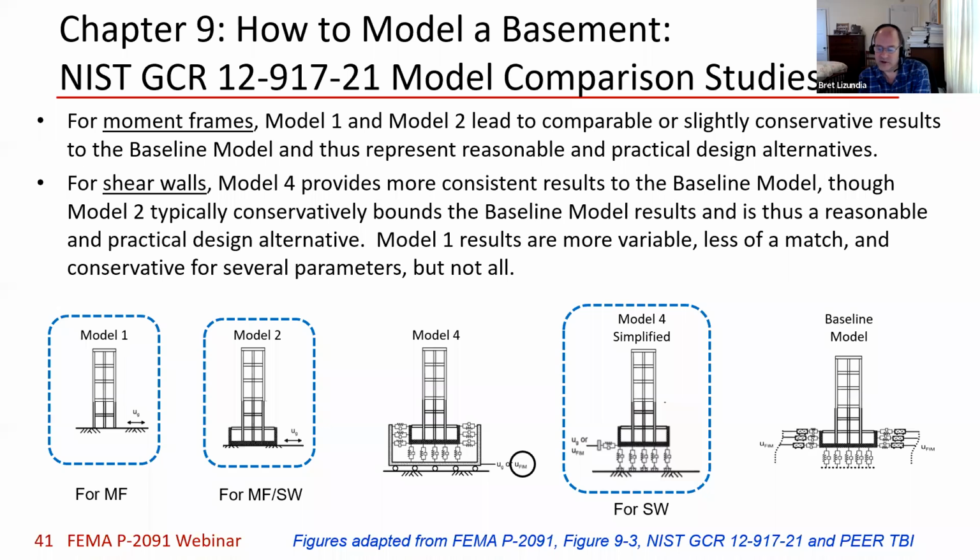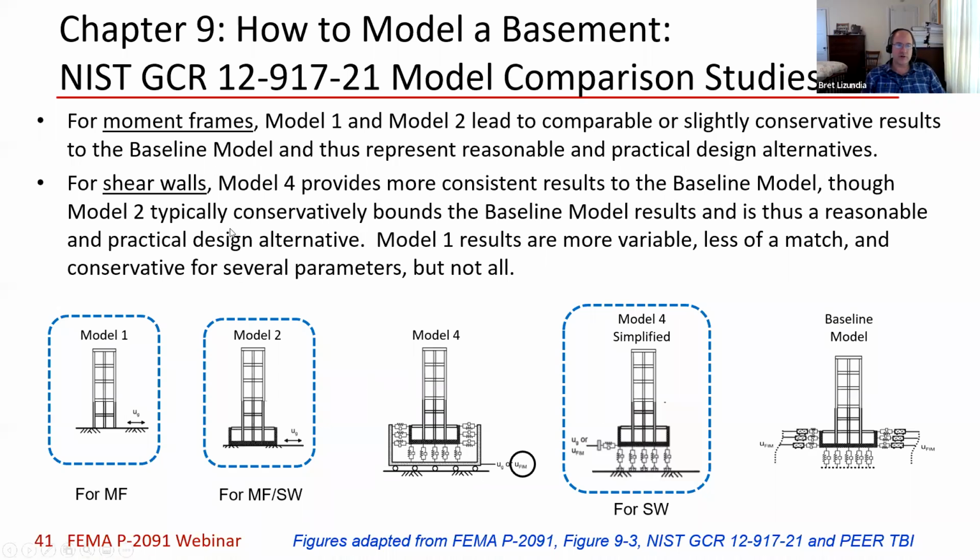Model 4 simplified was a version that in the PEER tall building initiatives document sort of applied that in an easier way. The baseline model over there on the right is a very fancy model. So that actually has depth variable ground motions, it has soil damping, it has different springs with different heights, it has horizontal, vertical springs. That would be a pretty rare thing to do, but that was modeled. And so we were trying to see how closely we got to record motions as well as how close we got to the baseline model with these simpler models.